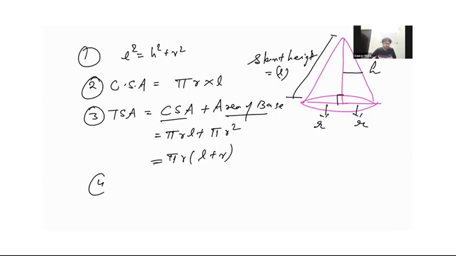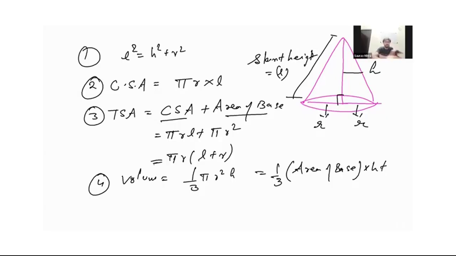Now the final one is your volume. What is the volume? Volume will be 1 by 3 pi r square h. That is, the 1 by 3 is extra, you should know, and area of base into height. Since the base is a circle, its area is pi r square, so it will be 1 by 3 pi r square h. So this completes your cone.